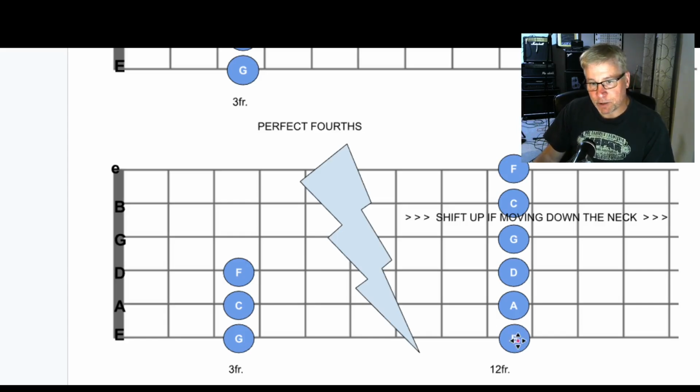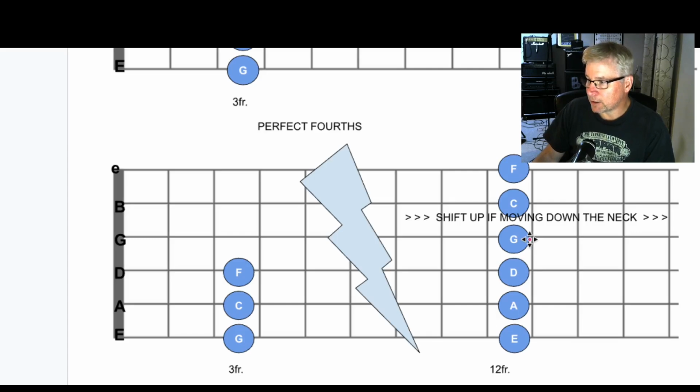Now, since the 12th fret on our guitar is the octave, the same E, A, D, G, B, E pattern repeats itself. So the E string at the 12th fret is an E note. Its perfect fourth is an A, just like at the 0 position, the open position. And in the scale of A, its fourth is a D. And in the case of D, its fourth is a G.